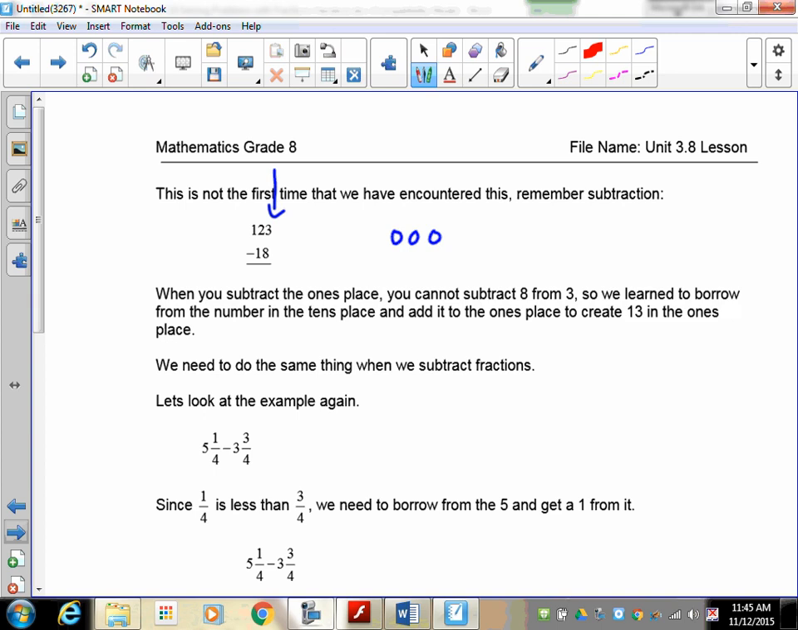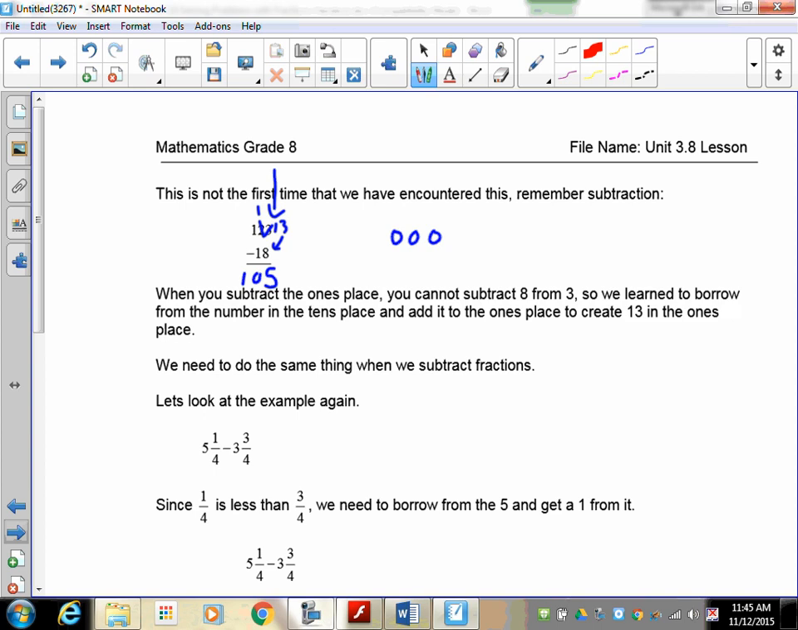And this could not be done because you don't have 8 to take away. So then you were taught to go next door and do either trading or borrowing. So you go over to the 2 and you get 1 from them. Now the 3 becomes 13, and of course 13 take away 8 is 5, and of course 1 take away 1 is 0, and you get 105.